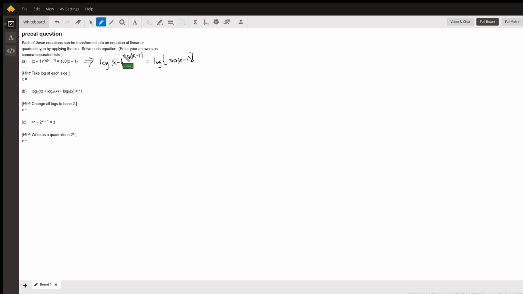So one of the properties of logarithms is that for the log of a power, I can move the exponent down front. So here I am moving that exponent times log of x minus 1. And on the right-hand side, I've got the log of a product, two expressions being multiplied together, and that's the same as the sum of the logs.